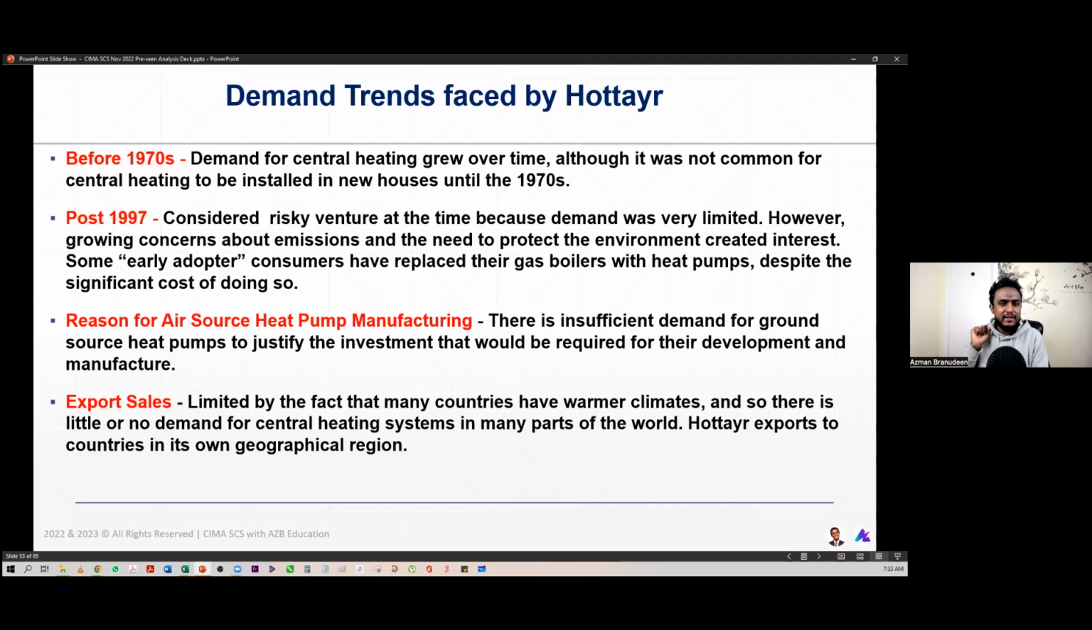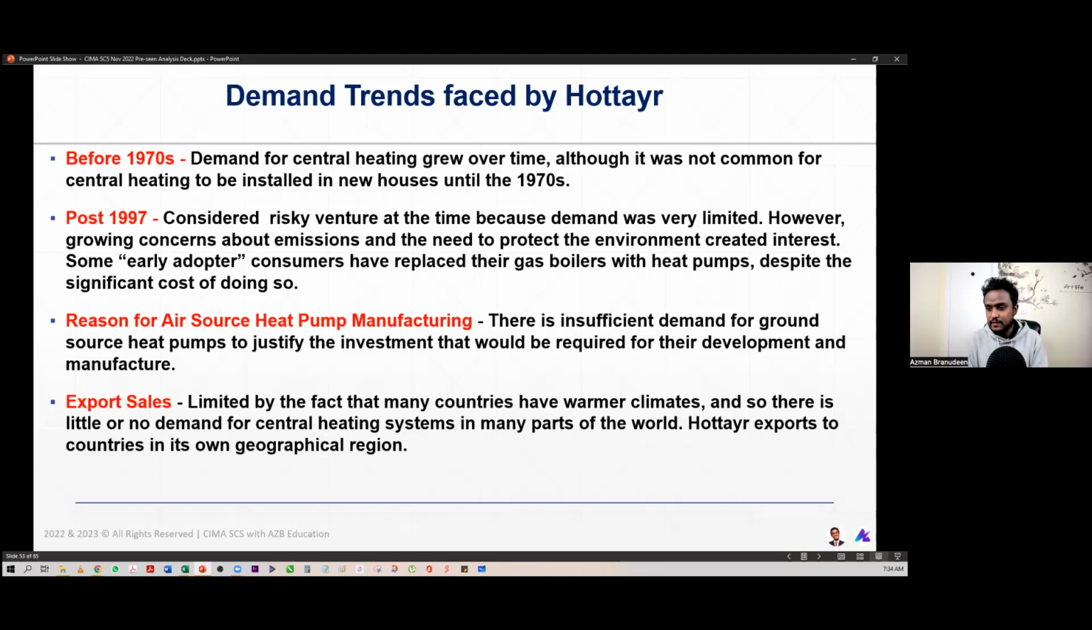And by that time, one thing you have to notice is that Hottayr was well established. We were really ready to face this. In fact, you could even say that we were one of the initial companies to really drive this trend, because we were one of the initial companies to start working on central heating systems. So that's one.